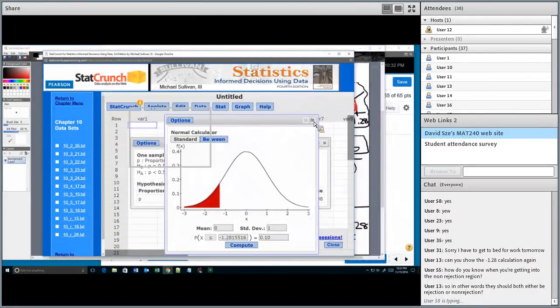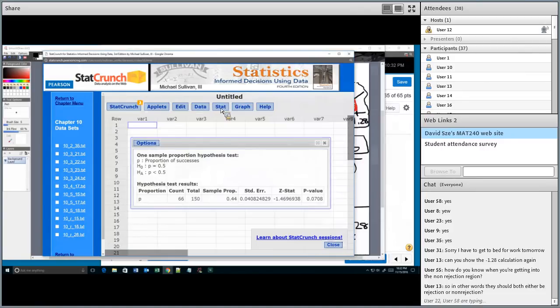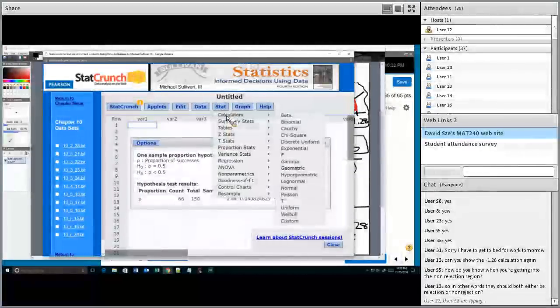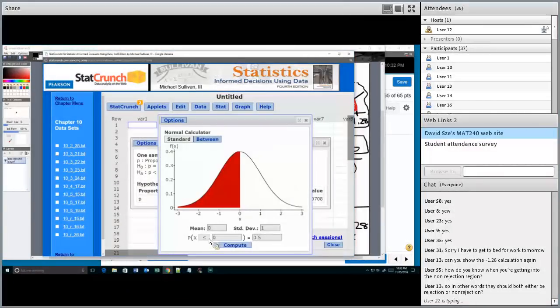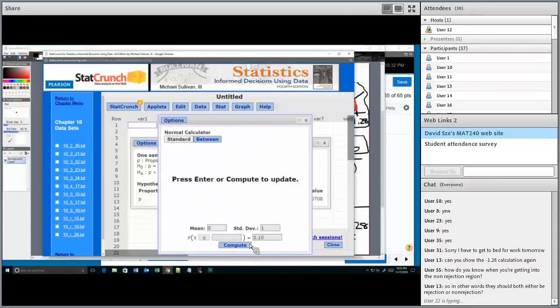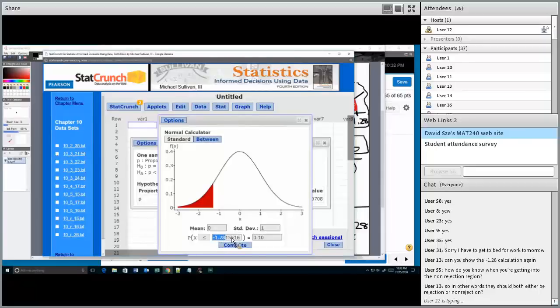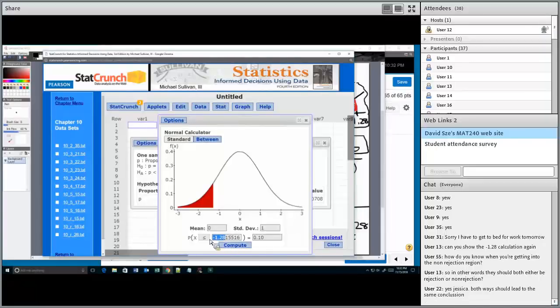Okay, so all right, I'll show you again how I did it. This is just like I did the previous problem. I went to stat, calculators, normal. I have a left tail test, so I choose the left less than sign, and my alpha is 0.10. So I put 0.10. And here is the critical value. It's minus 1.281. This is how I calculated the critical value.